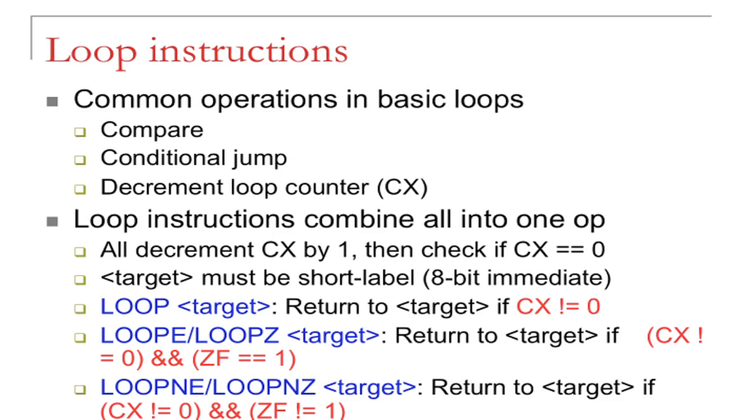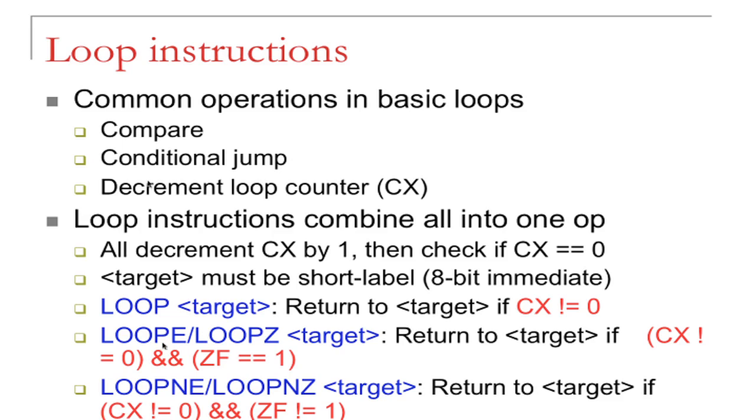Loop instructions. From the previous example, we see that if we want to do a loop, we need to initialize the counter, we need to check the condition, and we need to decrement the counter. The loop instruction combines all these into one operation. It uses CX as the counter register. And it'll decrement the CX register, then check if CX is 0 or not. The target must be a short label. So the format is loop target. It will go to target if CX is not 0.